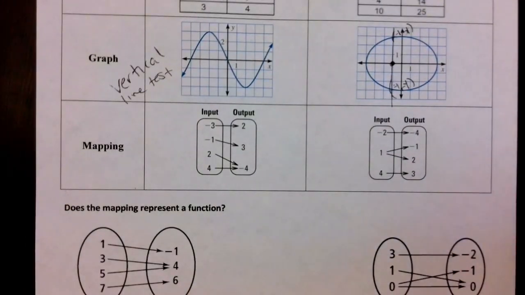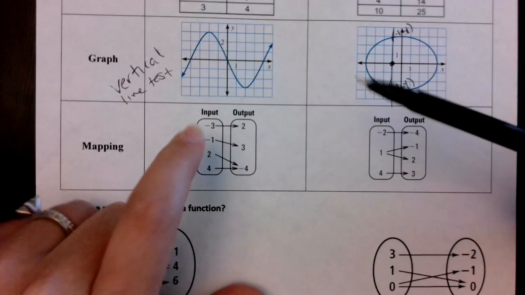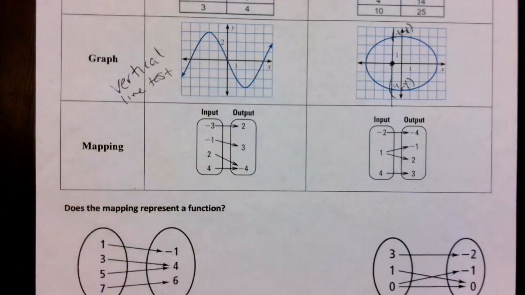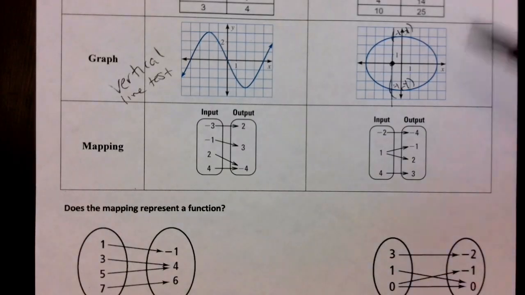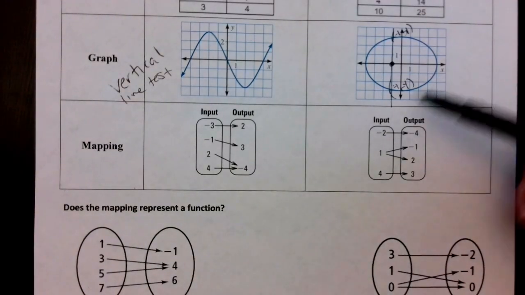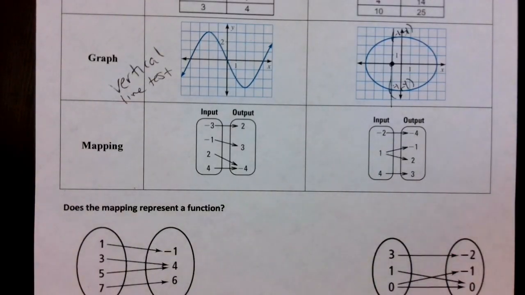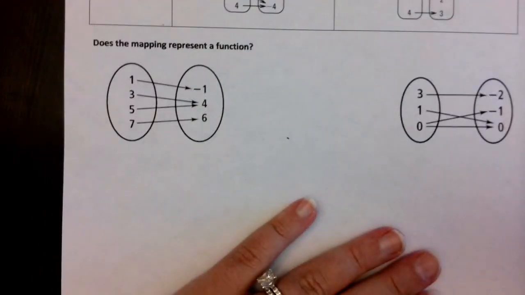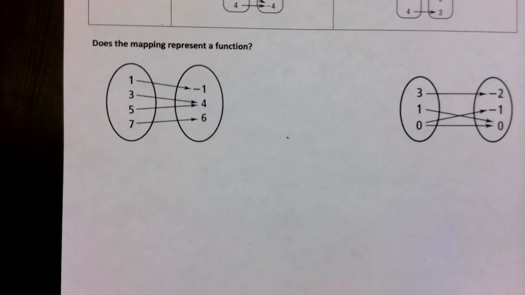Mapping, same idea. Our input is our x. These inputs only go to one output. Whereas over here, it's not a function because this 1 is going to 2 outputs. So it cannot be a function. So do these mappings represent a function?